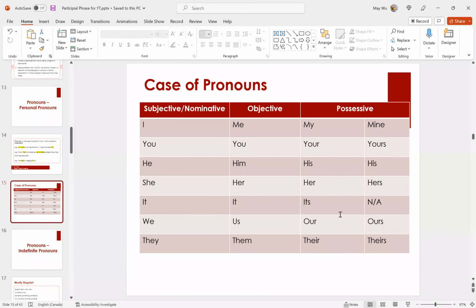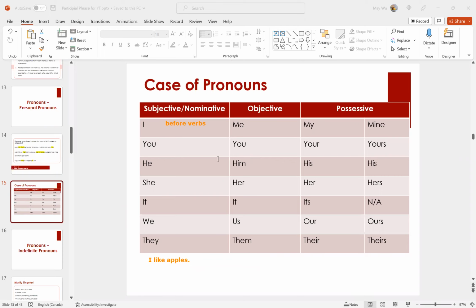And over here, we have a table of different cases of personal pronouns. So the first column is called subjective or nominative. So simply put, it is used as the subject of the sentence. And for most sentences, it comes before the verb, right? Most of the time, remember, this is a general rule, so there might be exceptions. So let's say I like apples. Like is the verb, so I is the subject, right? That is the subjective case.